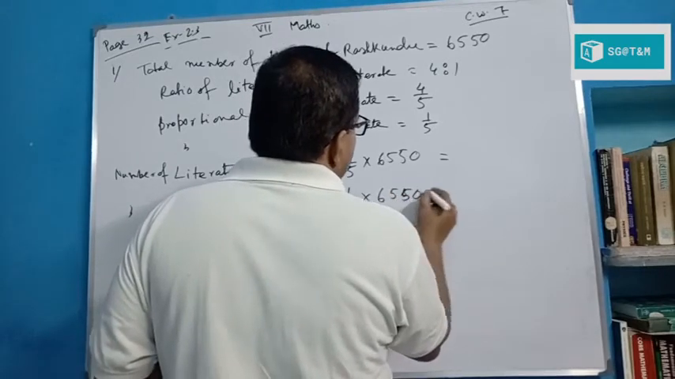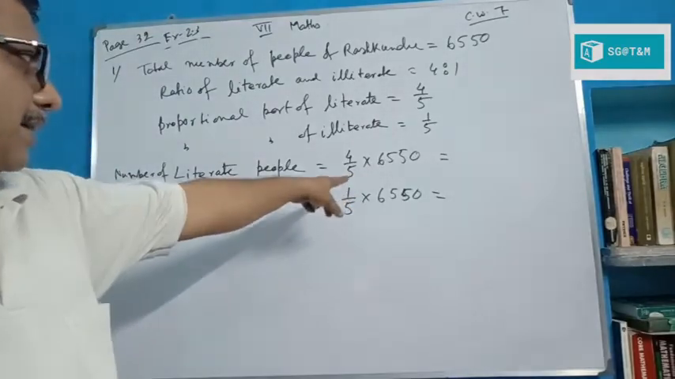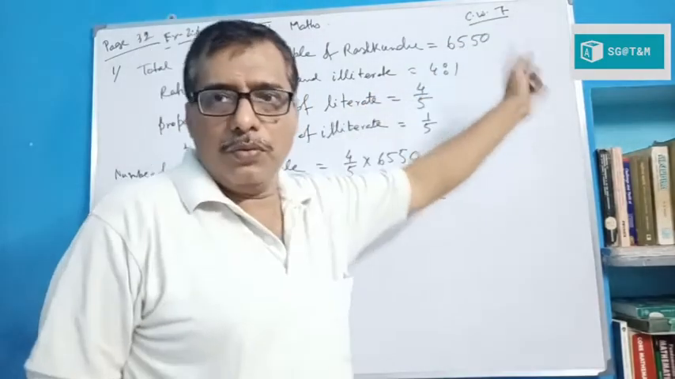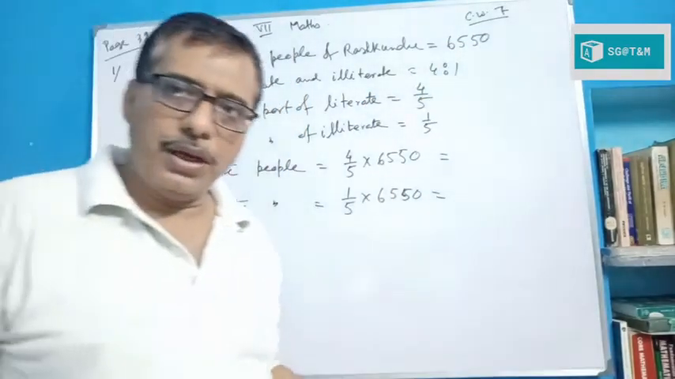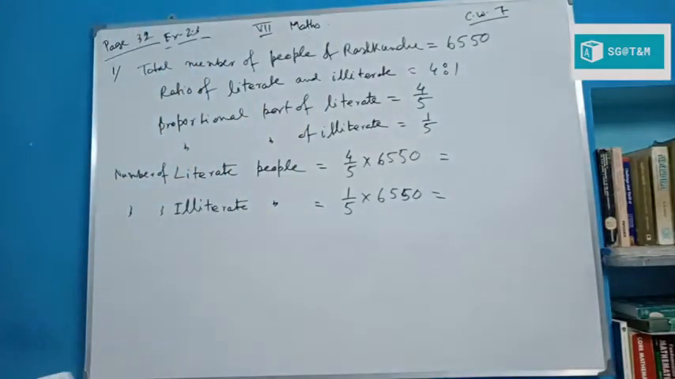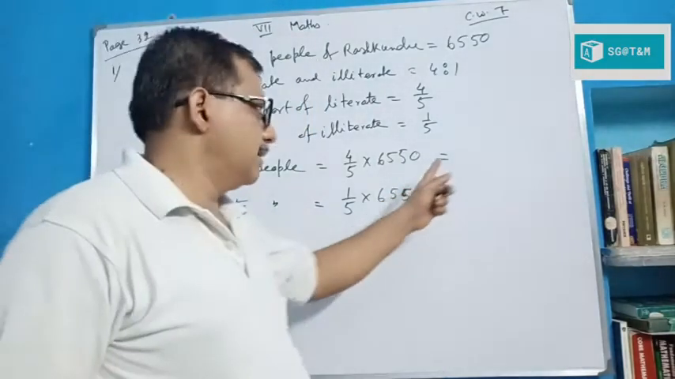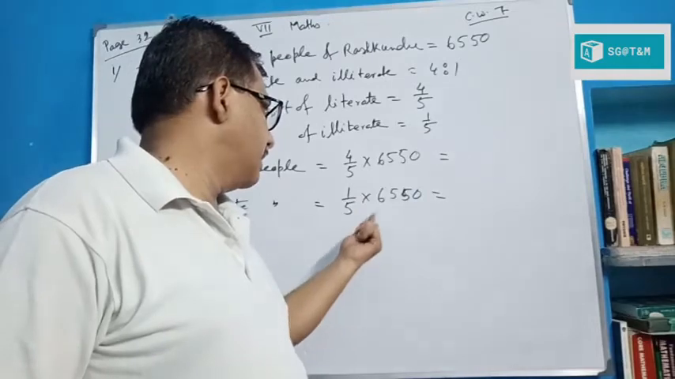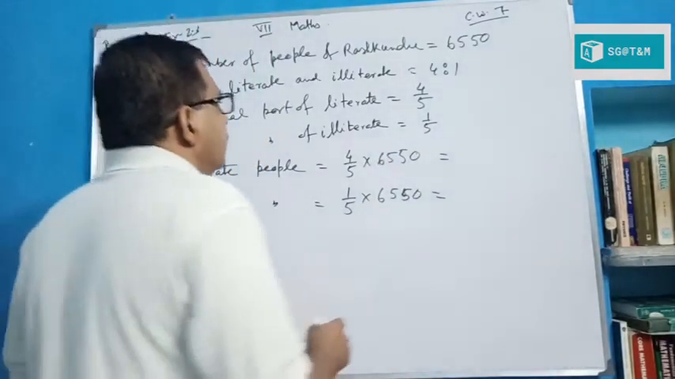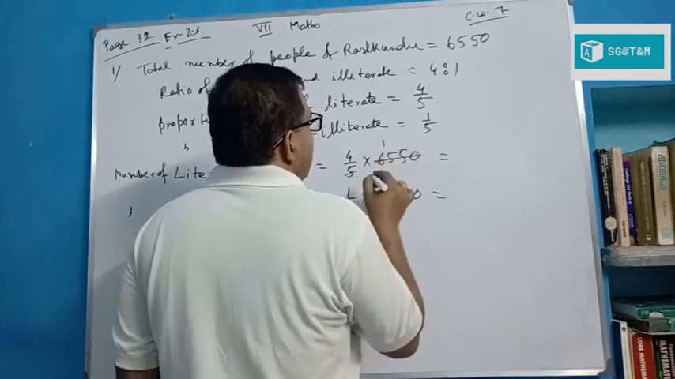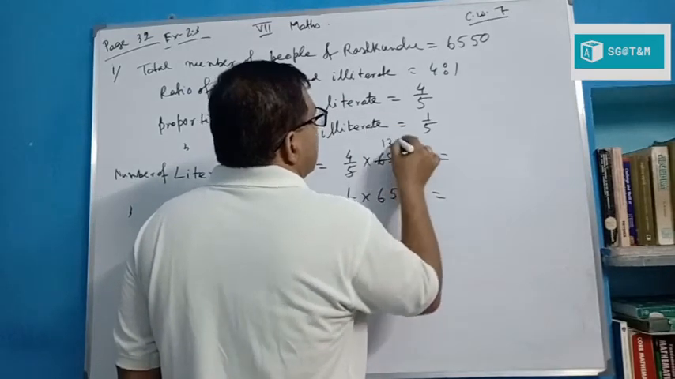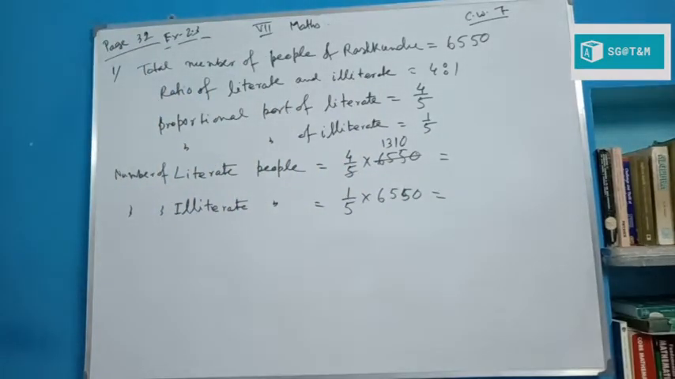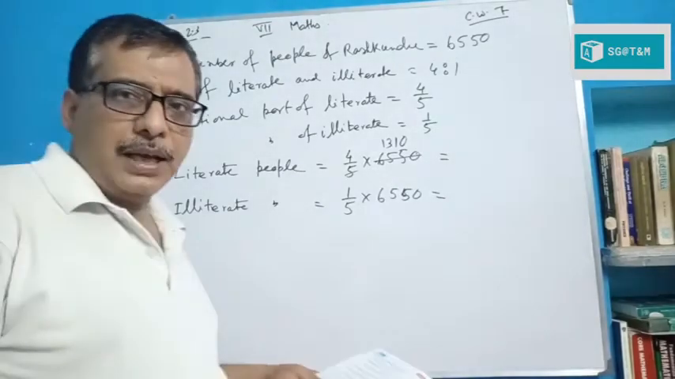Or you can find it another way also: find the number of illiterate people and subtract this number from the total number, and we get the literate also. In this way we can also find this. So calculate yourself and find the number. It is very easy, dividing by 5 and then multiplying. You can very easily find it.